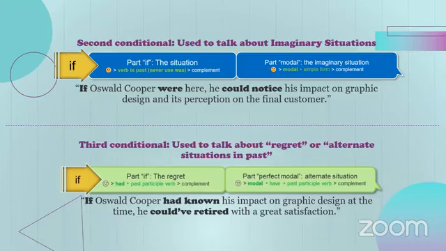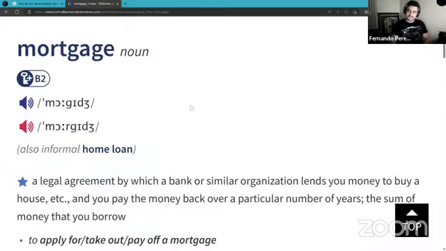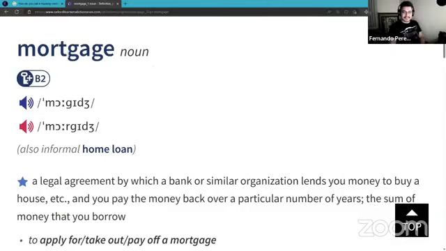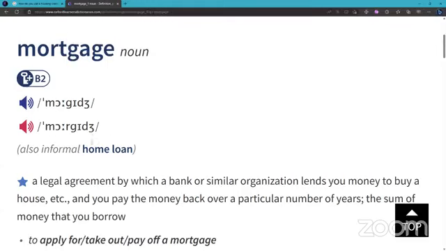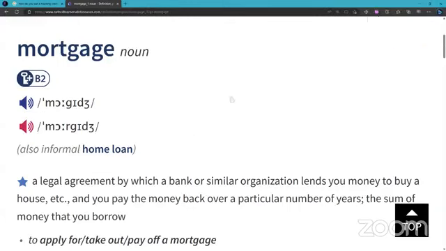If I had a... how do you say it? Mortgage? Again, let's go back. Mortgage, mortgage. You're pronouncing it using the alphabet. Don't use the alphabet, use the symbols. Mor-gage. Mortgage, mortgage. Excellent. Okay, mortgage.